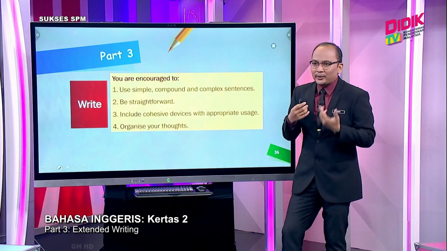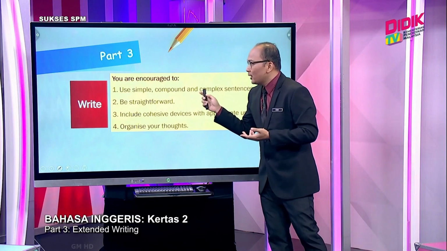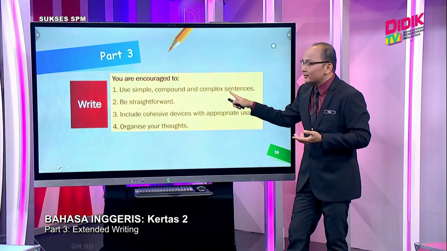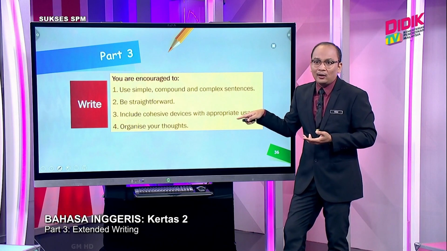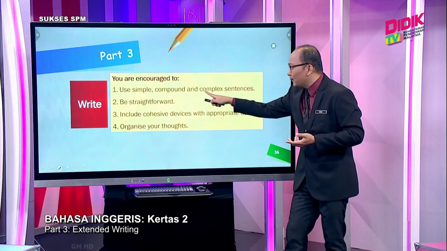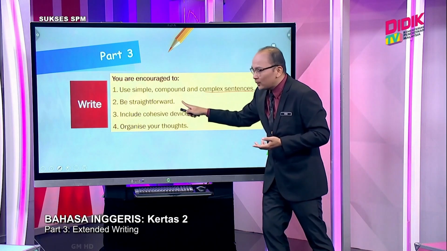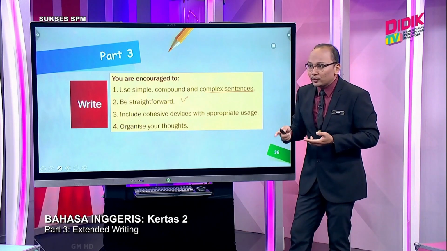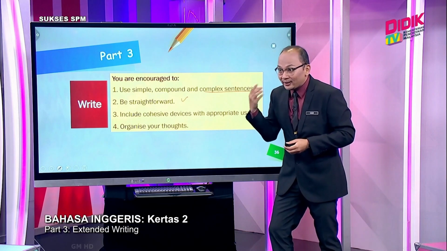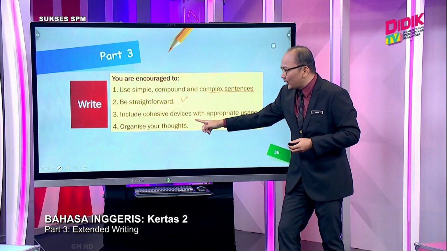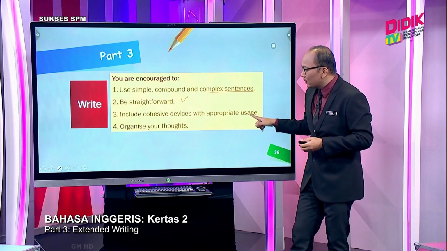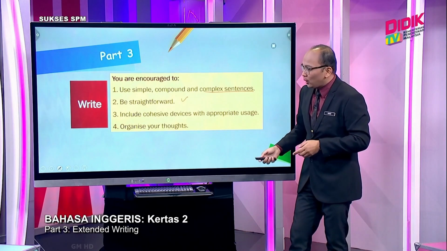Okay, so when we are writing, you are encouraged to use simple, compound, and complex sentences. So this is a must for you to put inside your writing for part 3. Must have complex sentences. Okay. All right. Be straightforward still because we don't want to beat around the bush. Yes, you can put explanation and whatnot, which is very important. Include cohesive devices with appropriate usage and organize your thoughts.